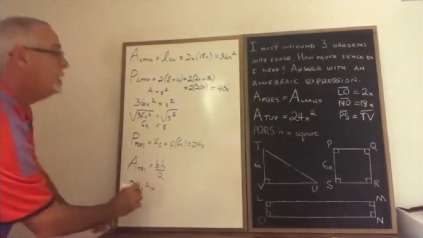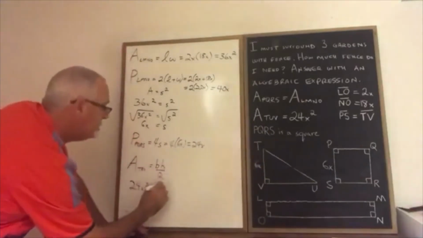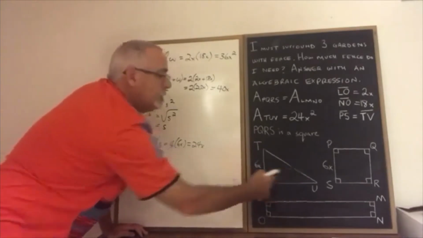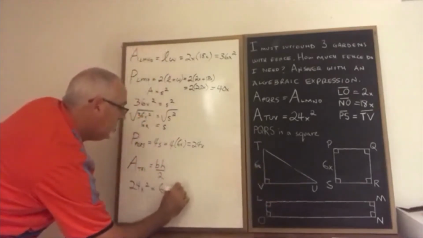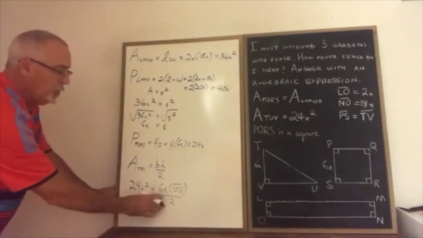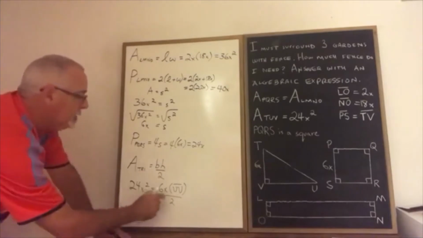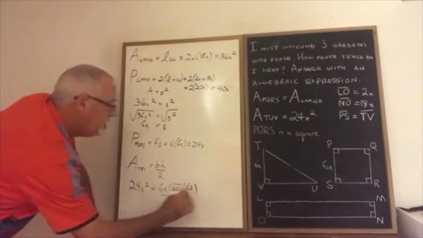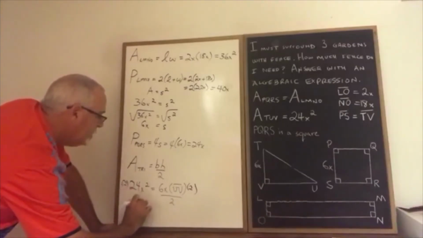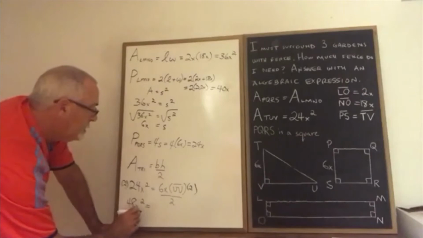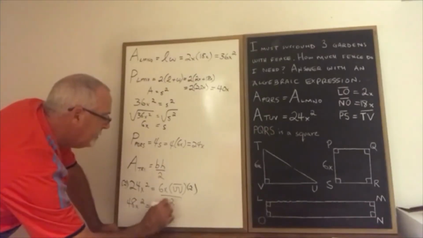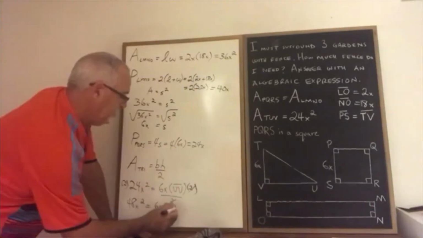is equal to the base, I'll call 6x my base, times the height, which is going to be UV, that's unknown, over 2. There's more than one way to simplify this. But I'll start by just multiplying both sides by 2. And I get 48x squared on the left side is equal to 6x times UV. So the 2's have cancelled.